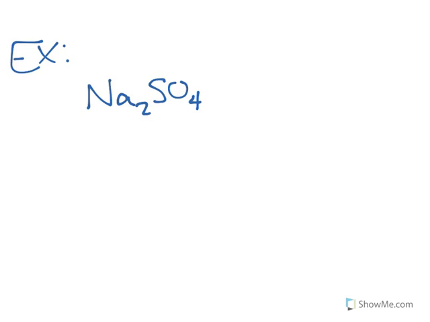Okay, so the first thing we want to do is split off the metal from the polyatomic. So I'm just going to, boop, there you go. So we have sodium, that's my metal, SO4 is my polyatomic. So the name of Na is sodium, so we write the name of the metal.